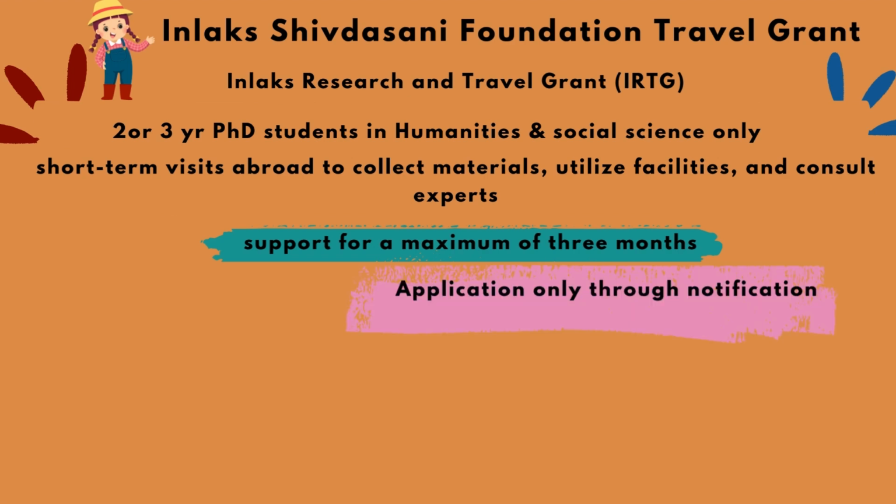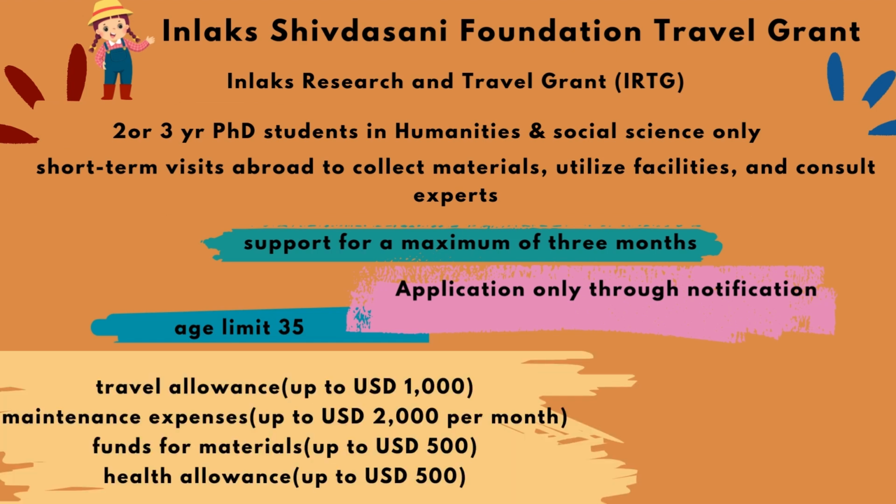The upper age limit of the scholar who can apply for this is 35 years, and what it covers is a travel allowance of up to $1,000, maintenance expense of $2,000 per month maximum, funds for collecting materials or cost of the materials up to $500, and a health insurance allowance of $500.